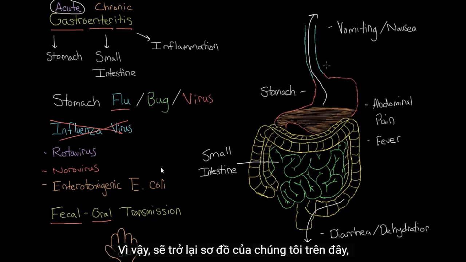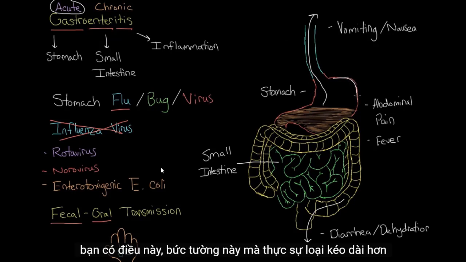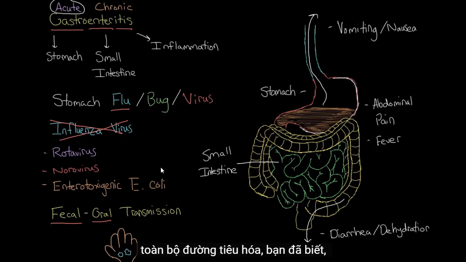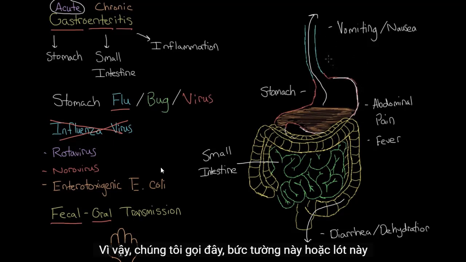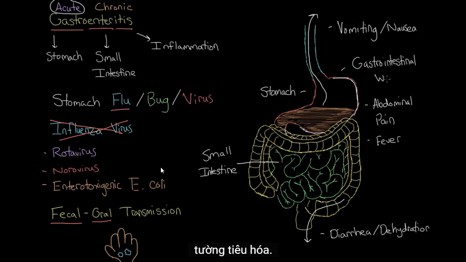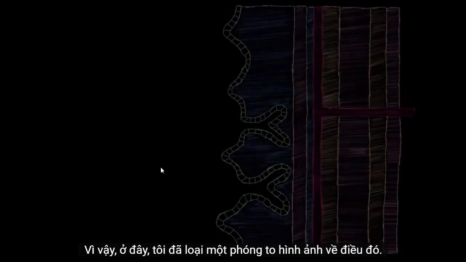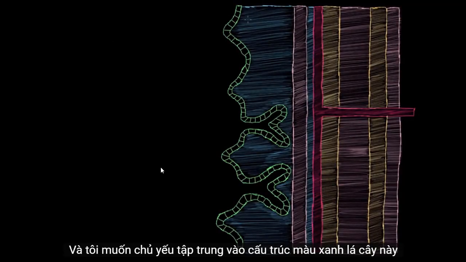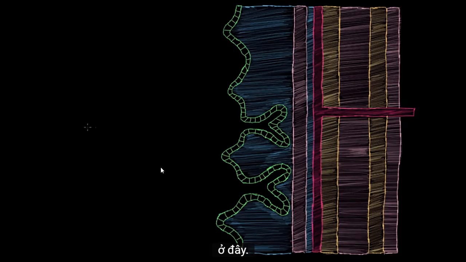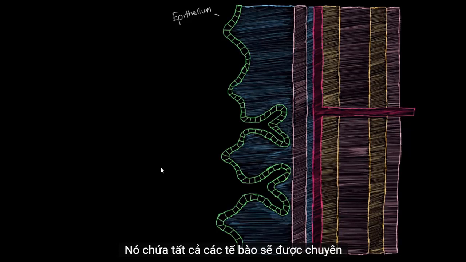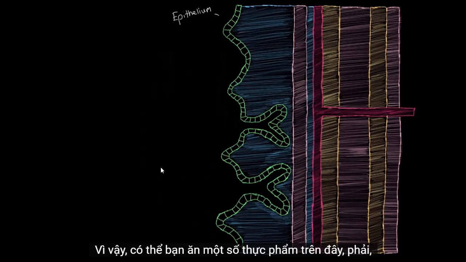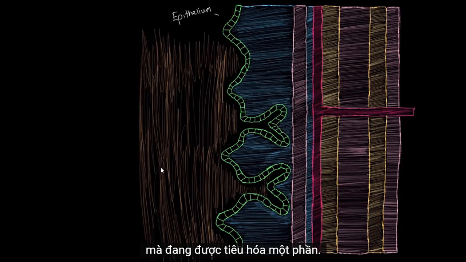So going back to our diagram over here, you have this wall that really kind of extends over the entire gastrointestinal tract, your stomach and your small intestine and so on and so forth. So we call this wall or this lining the gastrointestinal wall. And this is what we're going to be focusing on. So let's actually zoom in on that a bit. So here I kind of have a zoomed in picture of that. And I want to mostly focus on this green structure over here. This green structure is just the epithelium. It contains all of the cells that will be specialized for digestion and absorption. So maybe you eat some food over here, right, that's being partially digested. But in the food that you ate, maybe there was some of the pathogen.